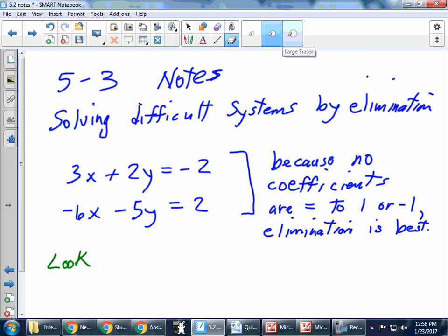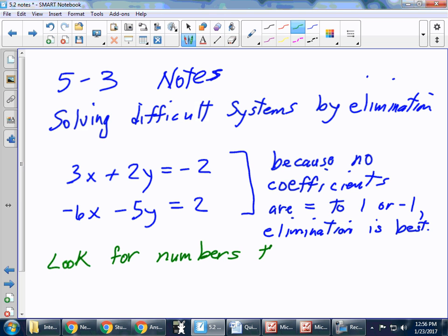Okay, so look for numbers that are multiples. Right here, notice multiples. Negative 6 is a multiple of 3. Even though it's negative, don't worry about positive or negative. That's not going to hurt us. Notice that 6 is twice as large as 3.